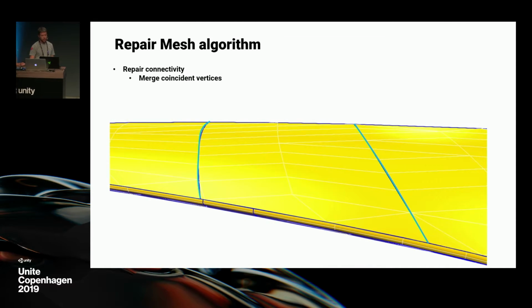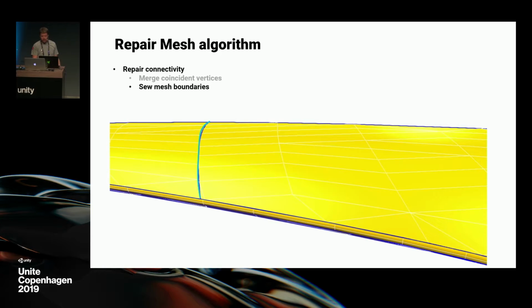The repair mesh feature is a smart combination of functions that will repair an asset automatically. First, it repairs the connectivity of the mesh for further optimization. Here, the edges in blue are disconnected, and we can see different configurations. If you look at the line to the right, the vertices are aligned. So we basically need to merge coincident vertices together to reconnect the mesh.